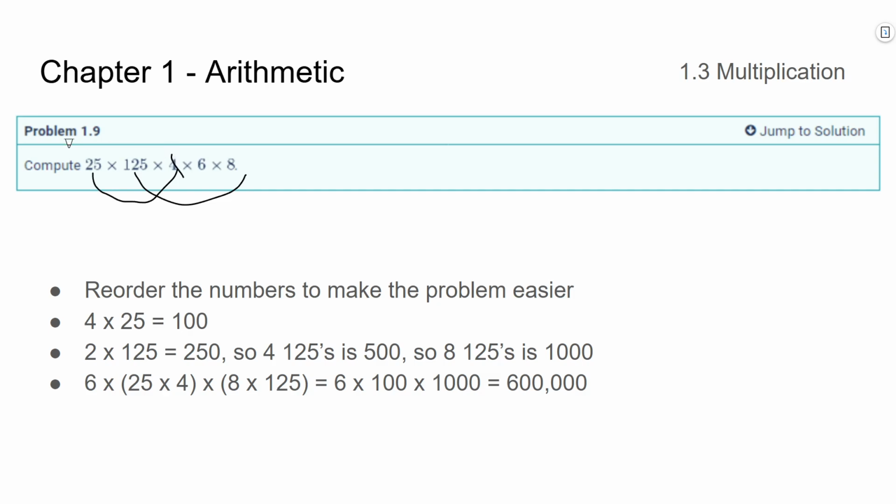Wait, did I do it? No, we already used the 4. We used that, so we're just left with the 6. So we have a 100, we have a 1,000, and we have a 6. And that gives us 600,000.